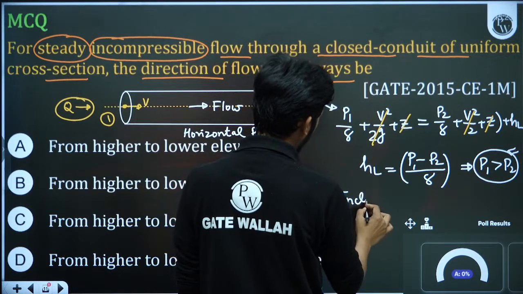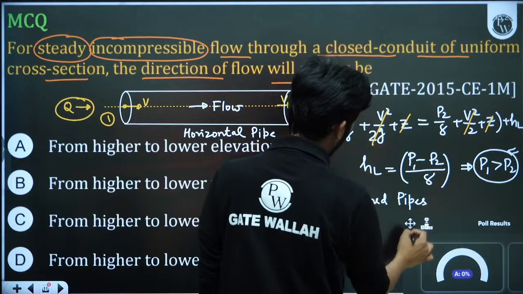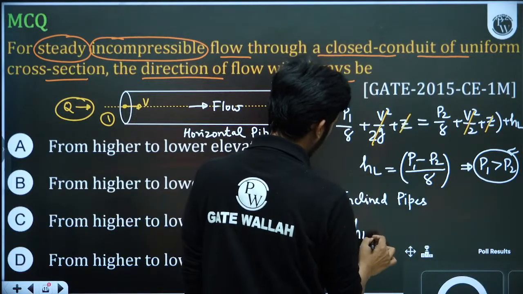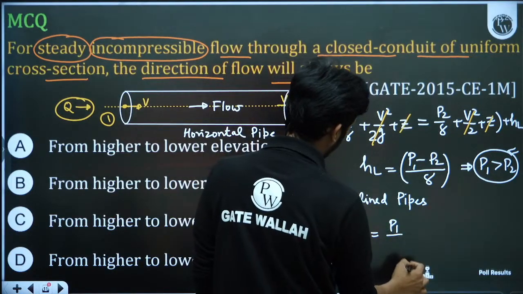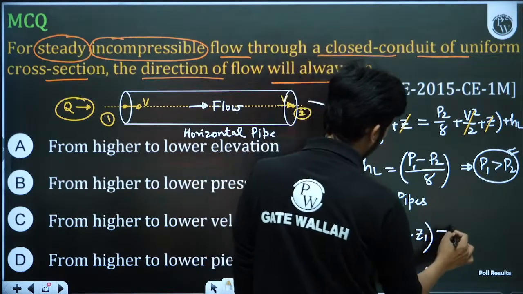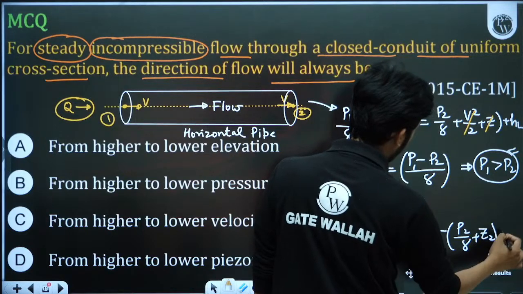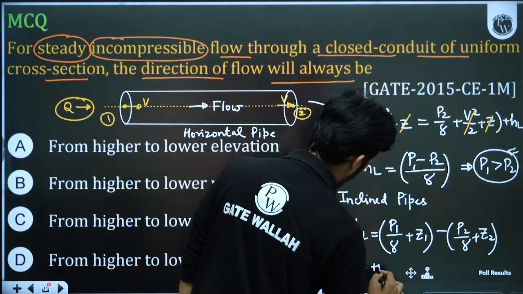But if the pipe is inclined, for inclined pipes, the Z will not cancel. So for inclined pipes, HL will be equal to (P1 by gamma plus Z1) minus (P2 by gamma plus Z2), as V square by 2G will cancel out. And if this comes out to be positive, the flow will happen from 1 to 2.